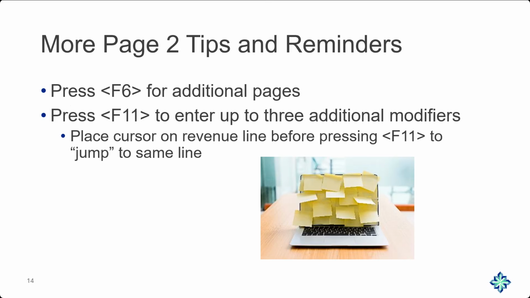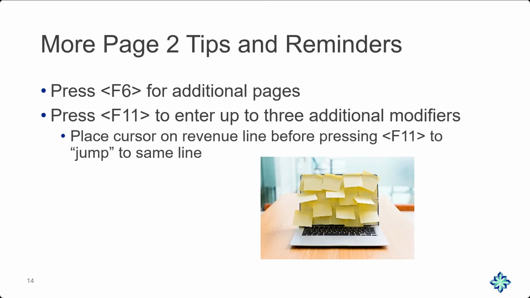Each line of revenue on page 2 has room for 2 modifiers. Pressing F11 twice while on claim page 2 will take you to map 171A, which we'll actually look at in just a minute here, and that will allow entry of 3 more modifiers.